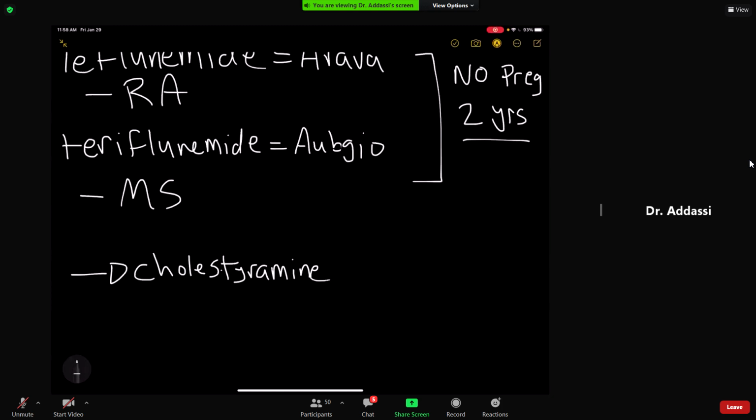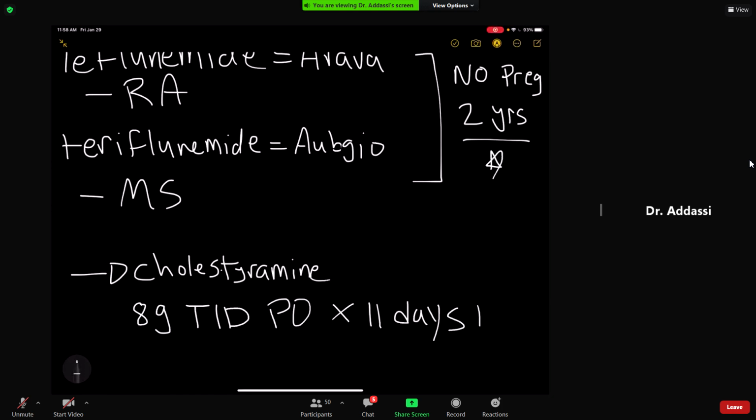Okay, so the dosing for the washout is 8 grams 3 times a day, PO, for 11 days. So instead of waiting 2 years, they just have to wait 11 days, take cholestyramine, and then it'll be safe for the patient to get pregnant. Okay?